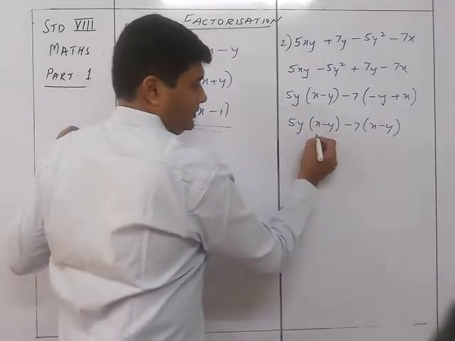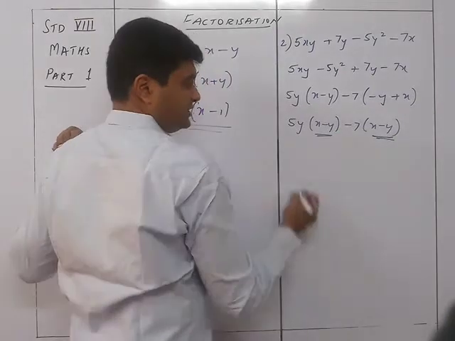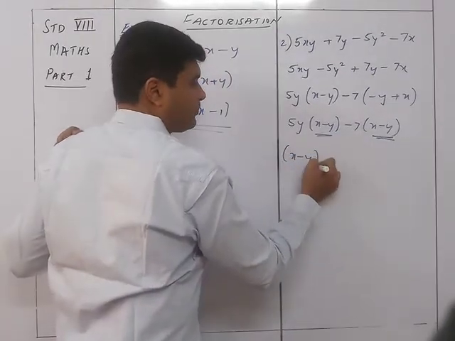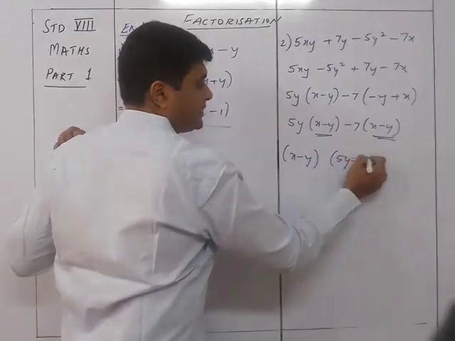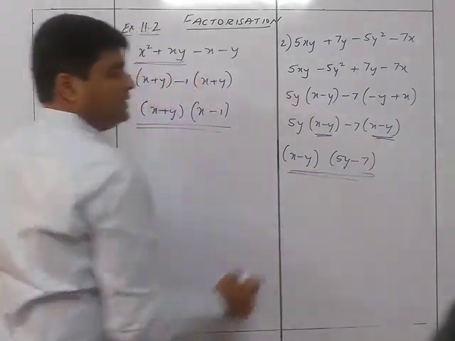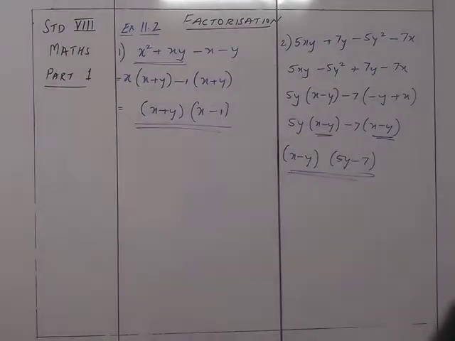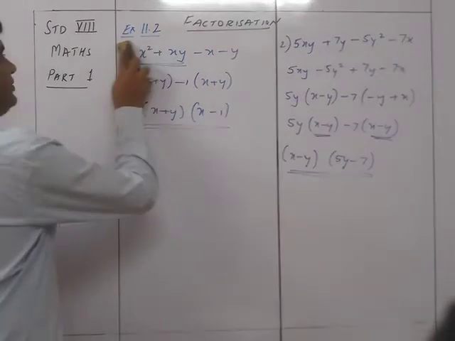So this and this are common brackets. So it is x minus y, 5y minus 7. That's your sum number 2. Clear? We move on to sum number 3.